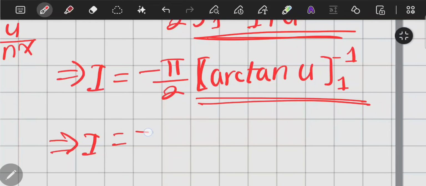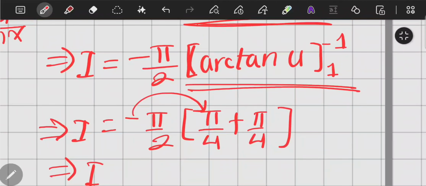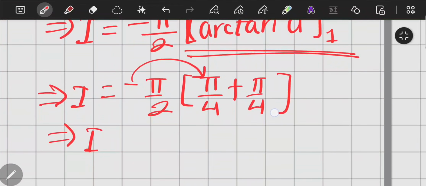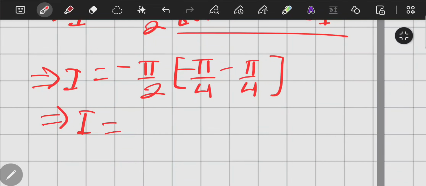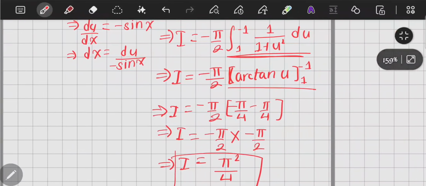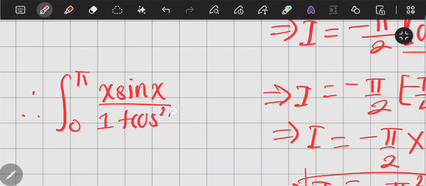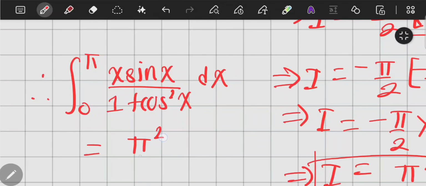If we put in these limits, we will get pi over 4 plus pi over 4, but just keep in mind that this minus sign is necessary. We could also write it as minus pi over 4 minus pi over 4. So then we will have minus pi over 2 times minus pi over 2. Then we know that I is just equal to pi squared over 4, and this will be our answer. So we have found that the integral from 0 to pi of x times sine of x over 1 plus cosine squared x dx is simply pi squared over 4.